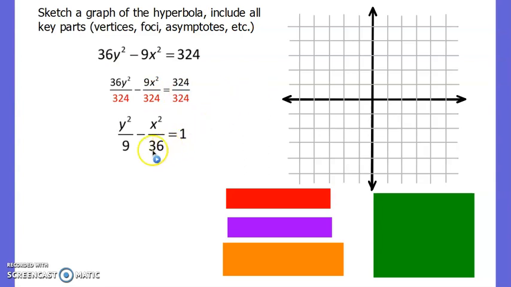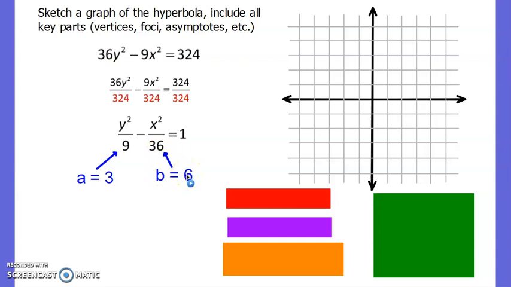And in that case, now that we have y squared minus x squared equal to 1, again, we've got our 9 and our 36 on the bottom. That means that a, always the front term, is going to be 3. And again, because b squared would have been 36, b is 6.